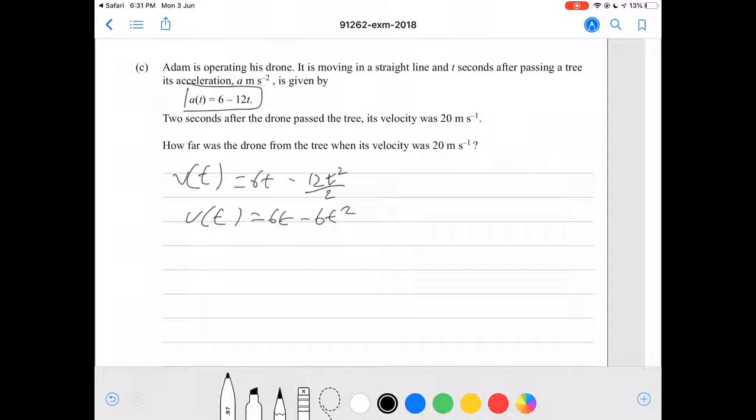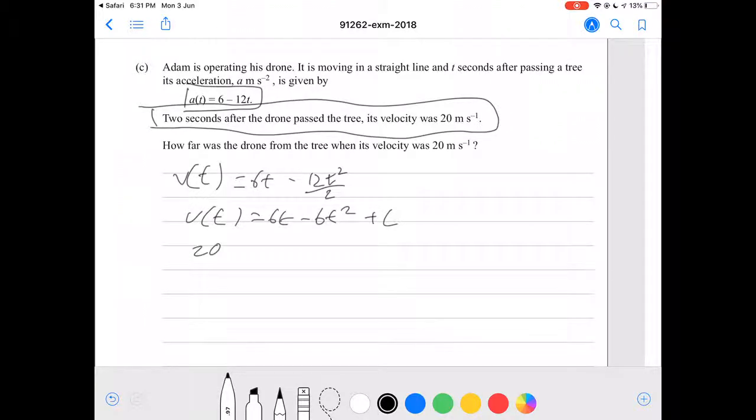We still have a plus c, because when we integrate, remember when we differentiate, for example, 2x squared plus 7, that will become 4x, and we just get rid of the plus 7. So when we integrate, we have to remember that there's always a plus c that was ignored when we differentiated. We don't know the c value, and we need to find it. But that's perfect, because it tells us 2 seconds after the drone passes the tree, its velocity was 20 meters per second.